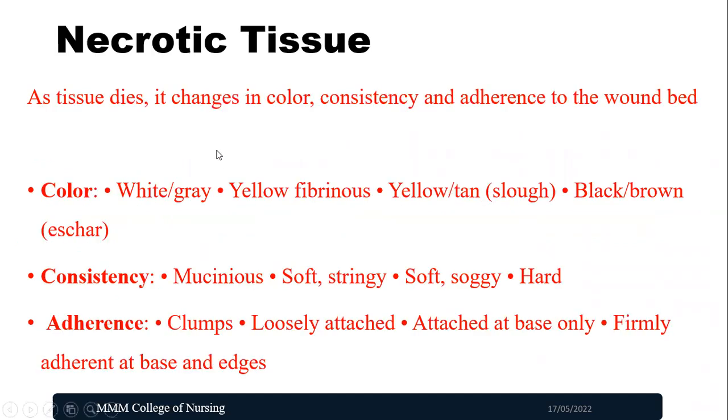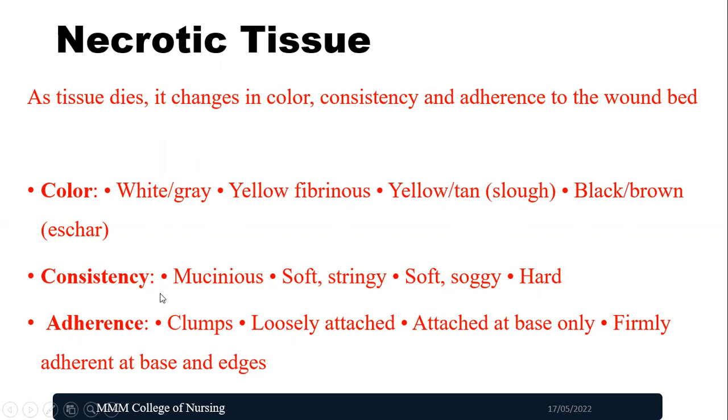So the necrotic tissue has various color, consistency, and adherence to the wound bed. Based on the color, you can observe the necrotic tissue. It may be white or gray, yellow fibrinous, yellow or tan slough, black or brown. If it is black or brown, we call it eschar. If it is yellow or tan, we call it slough.